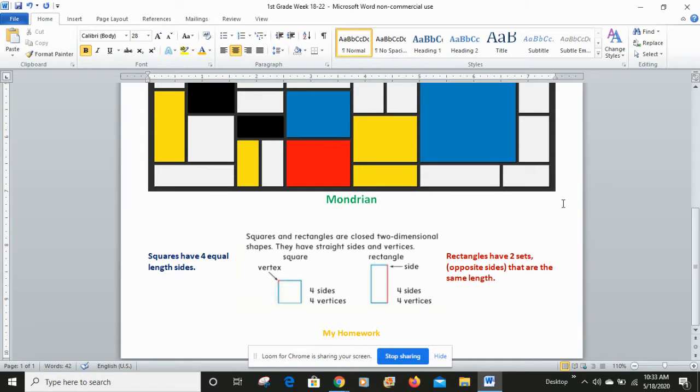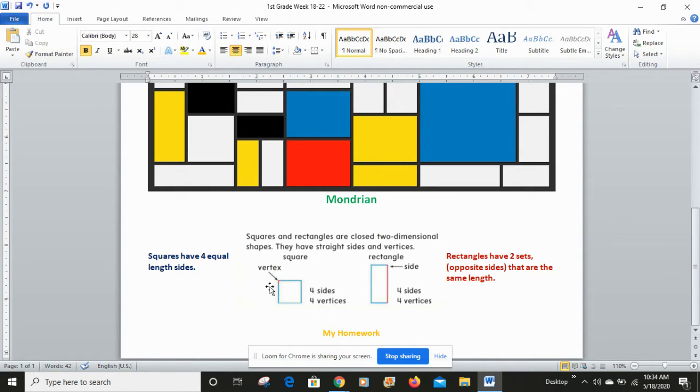When we look at these two shapes, squares and rectangles, they are closed two-dimensional shapes, which means if this was a fence, there would be no way to get into it or out of it. Same with a rectangle. And two-dimensional means that they're flat. So closed, flat shapes. They have straight sides and vertices. A vertex is the corner. If you have more than one vertex, it's called a vertice.